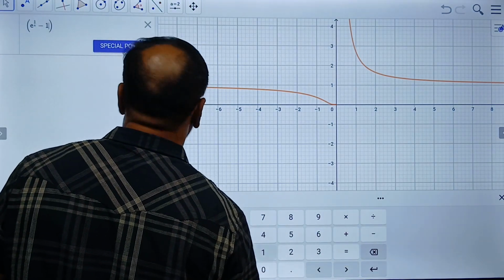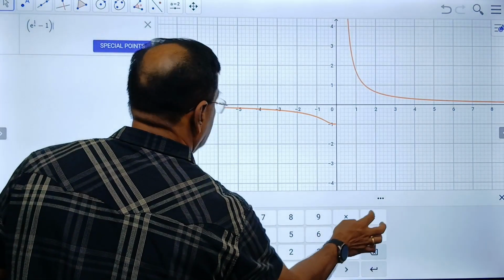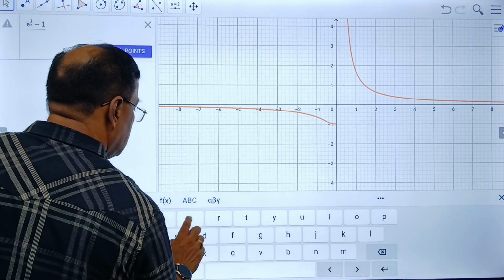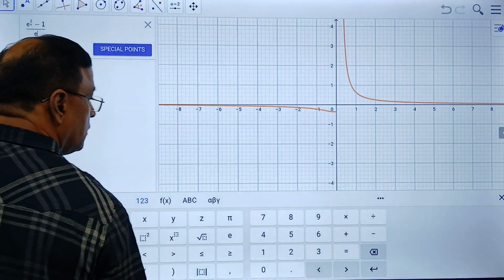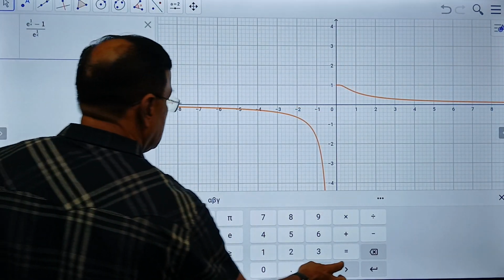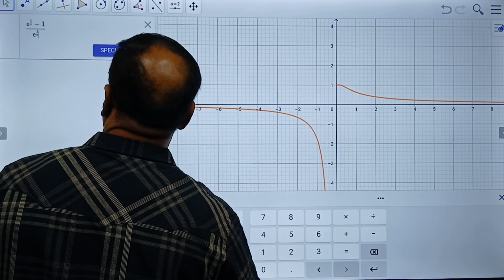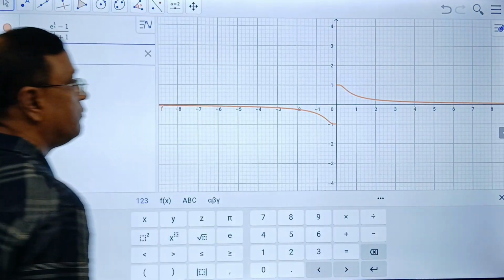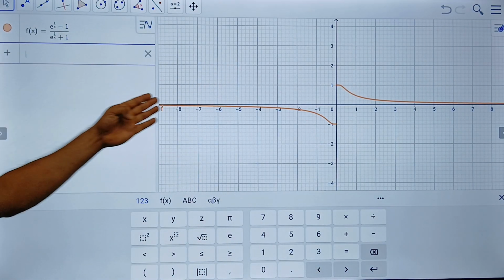Minus 1 goes outside, and then divided by e to the power of 1 by x plus 1. So you can see the graph. This is the graph. See the graph how it looks.